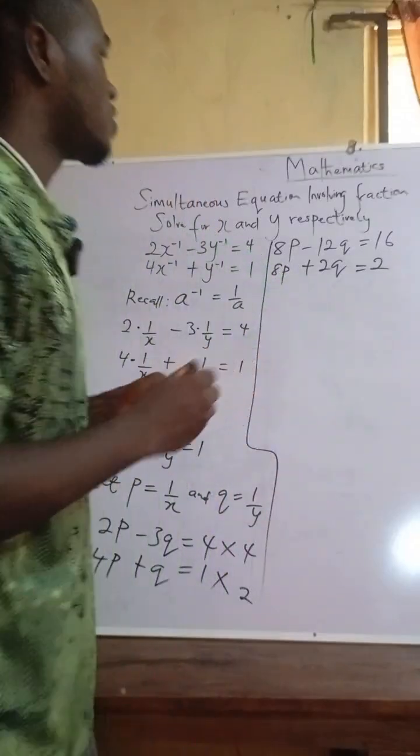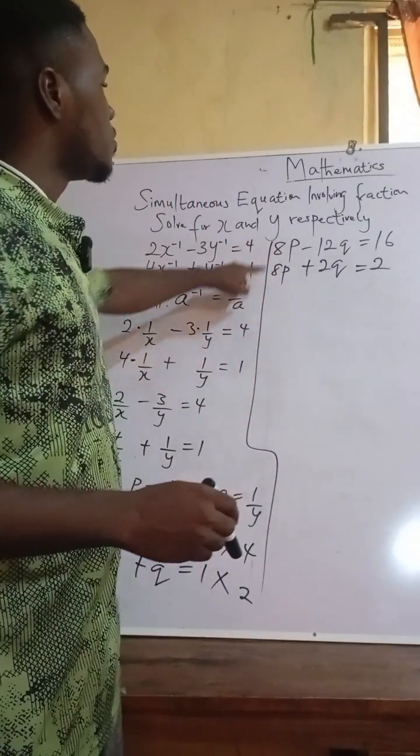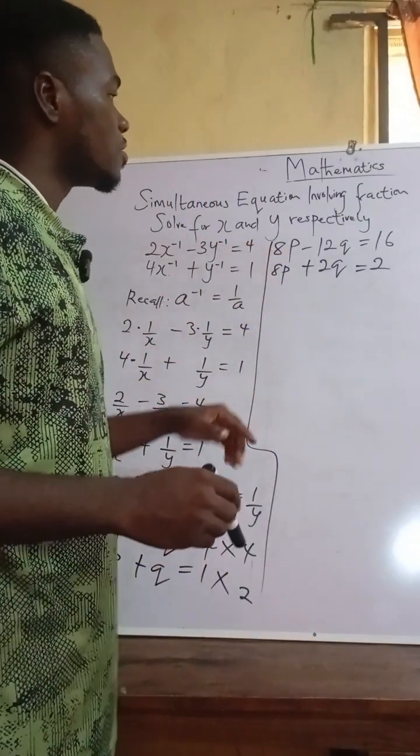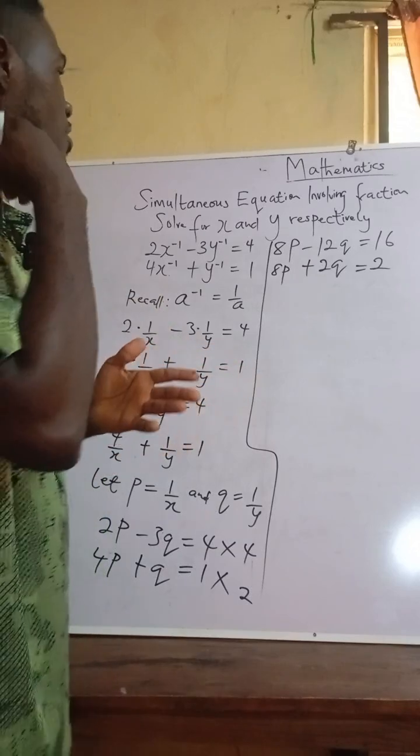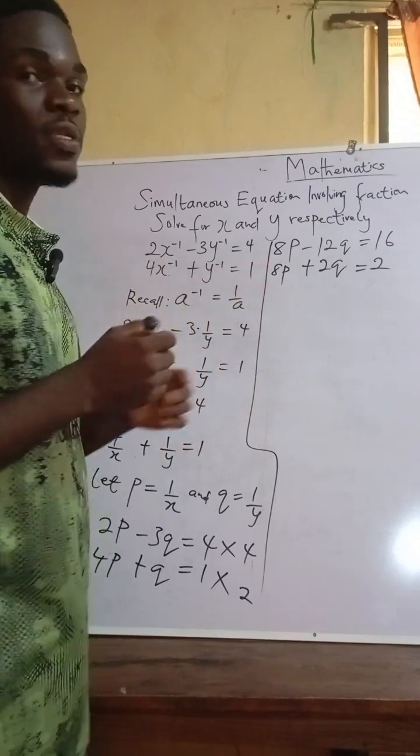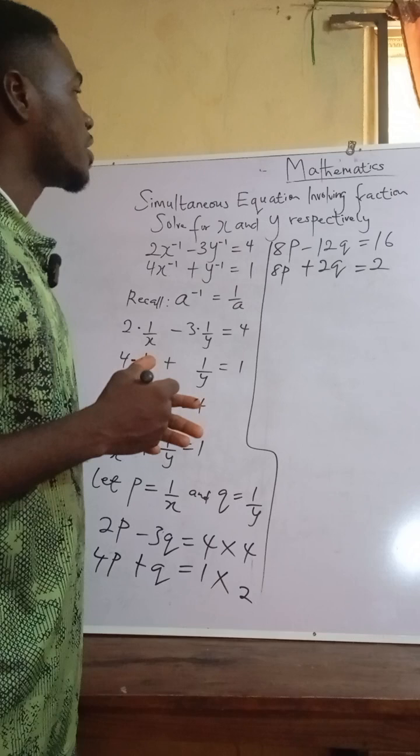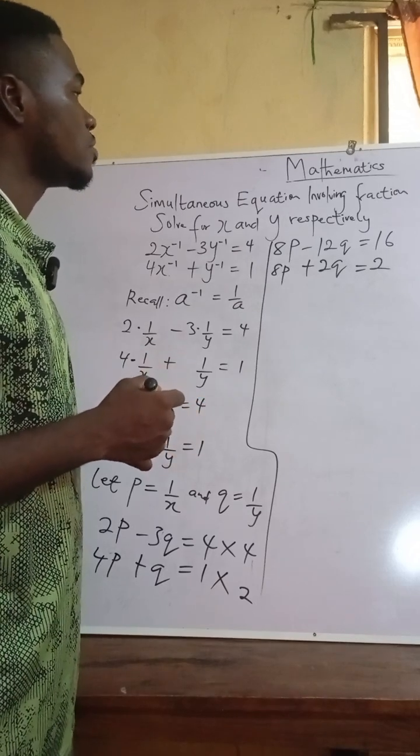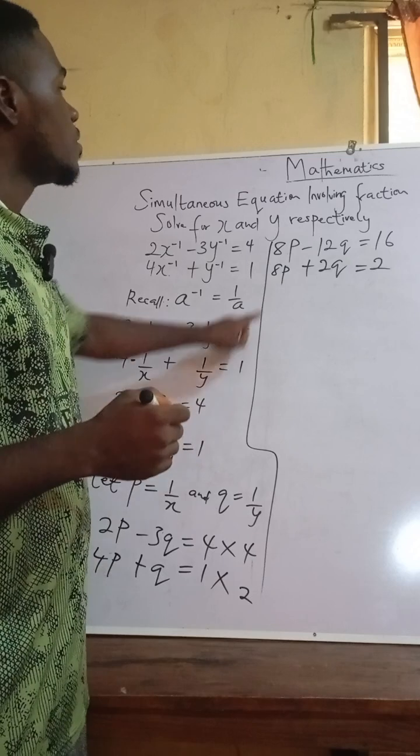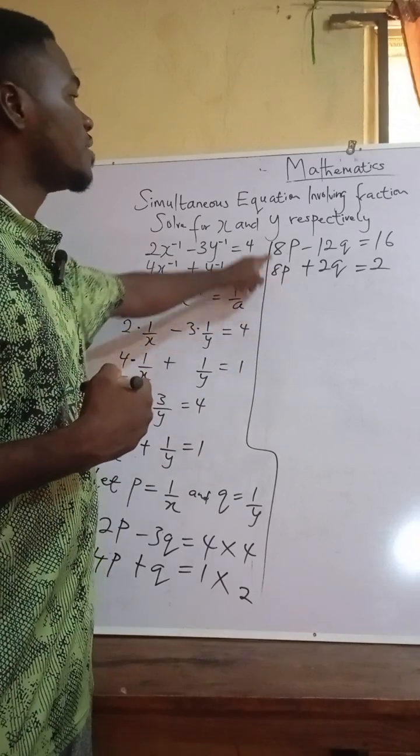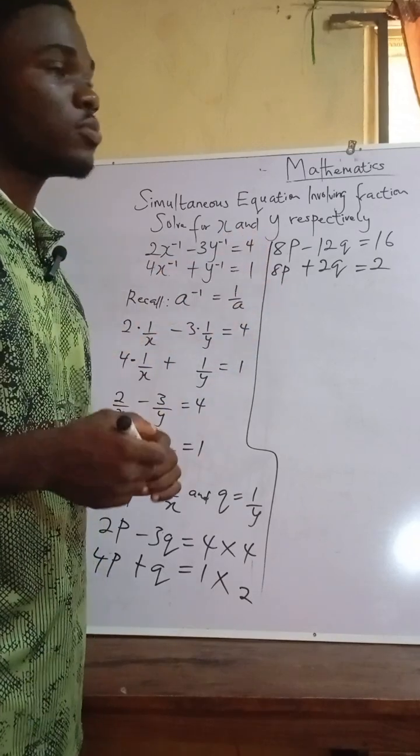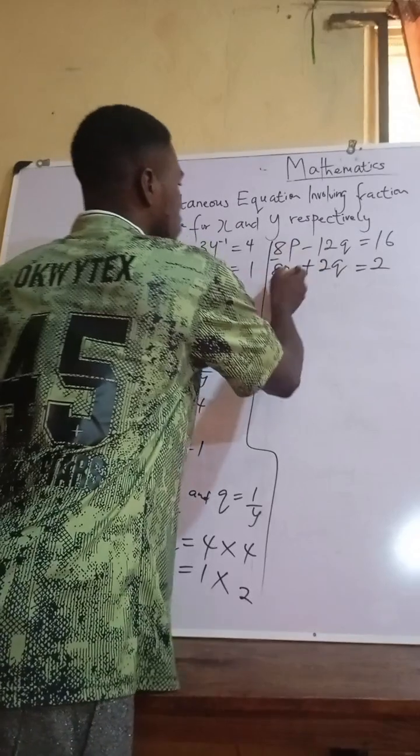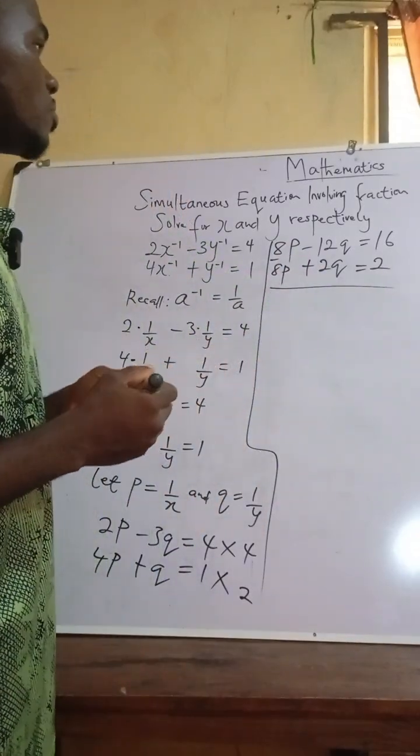At this point you can see that the one I want to eliminate, which is p, they have the same coefficients. Now the next thing you check is, since they have the same coefficient, you now check for the signs. If they have the same sign, you do subtraction. If they have different signs, we do addition. Now I want to eliminate p. Since they have the same sign, positive, positive, I'm going to do subtraction. Minus, that means my operation now is going to be subtraction.